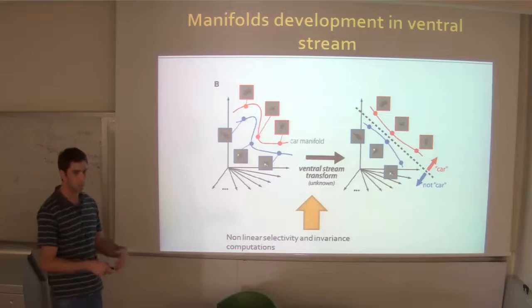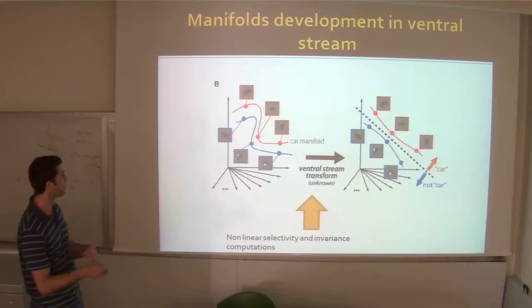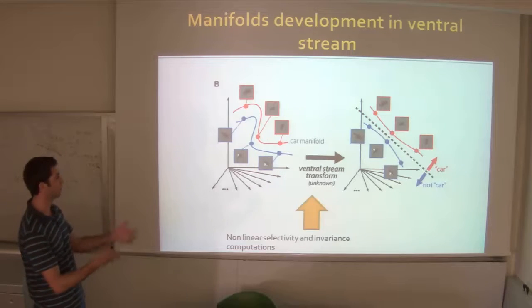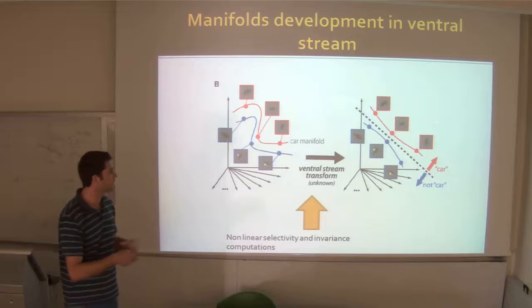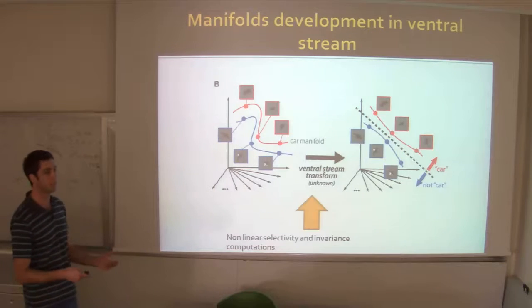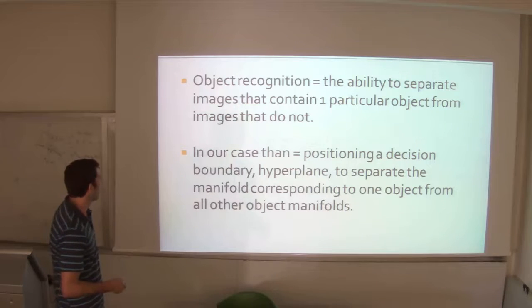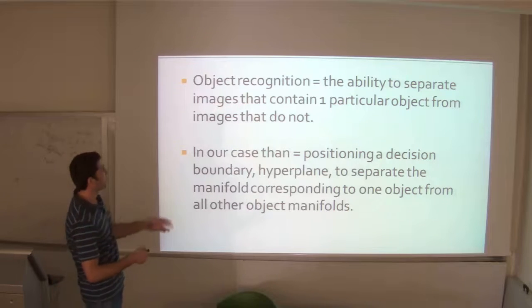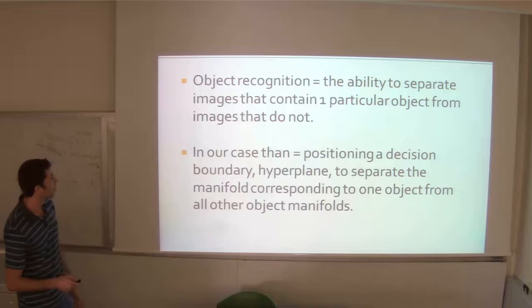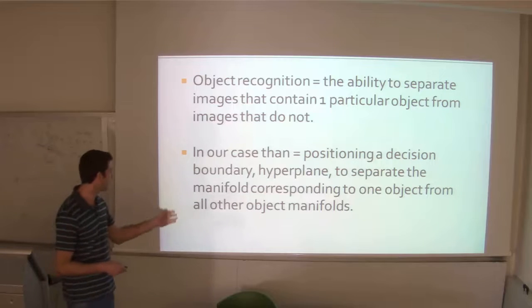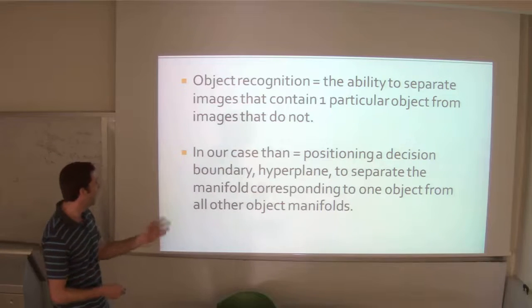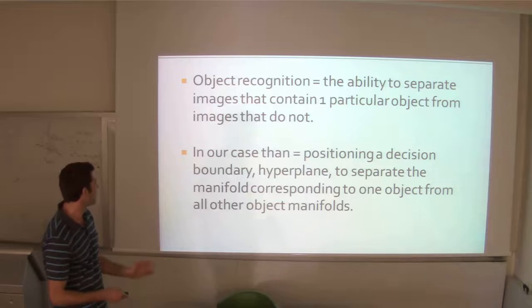Okay, so it's the same transformation, the same information at the beginning. It goes through transformations until IT, which is believed to reach a state where we can recognize objects. Object recognition is the ability to separate images that contain one particular object from images that do not. So in our case, it will be positioning a decision boundary, a hyperplane to separate the manifold. I will soon explain what I mean.